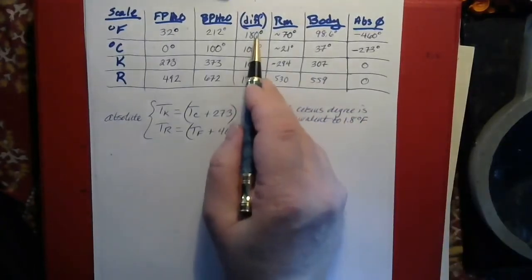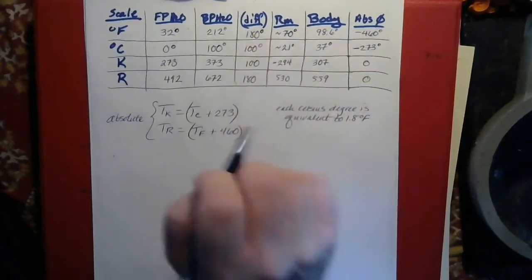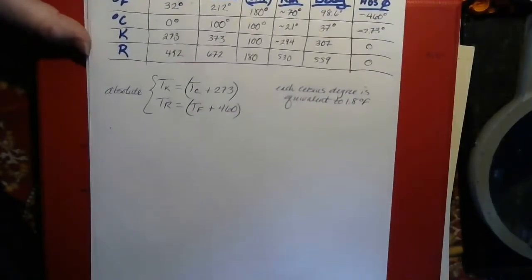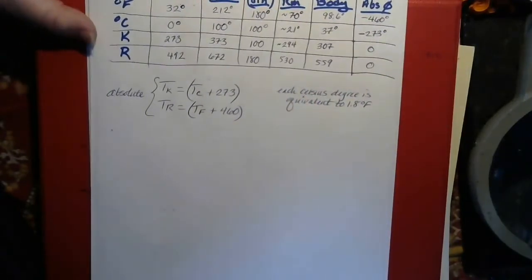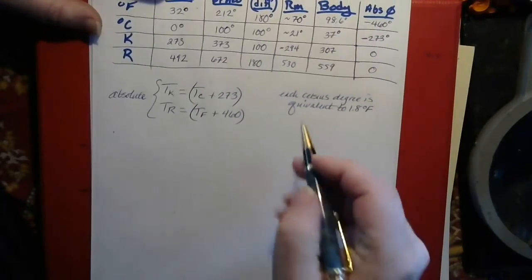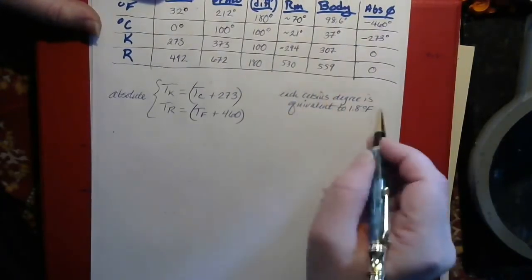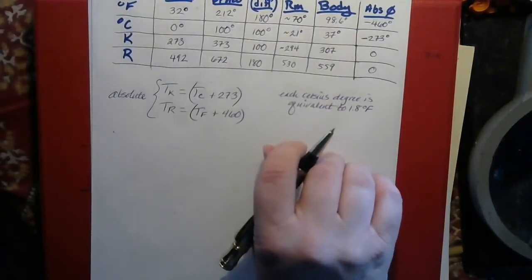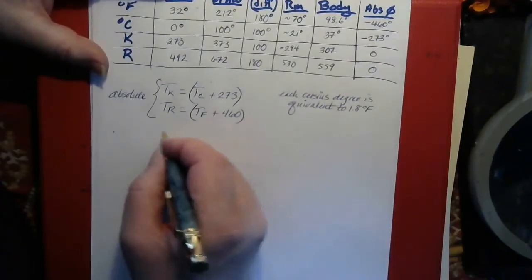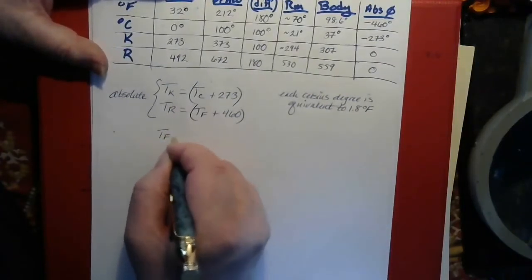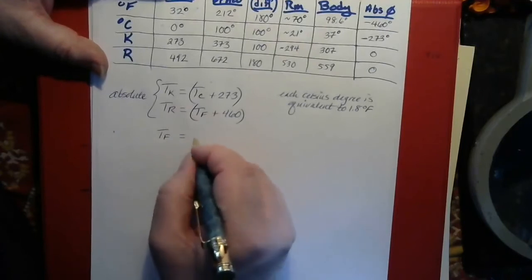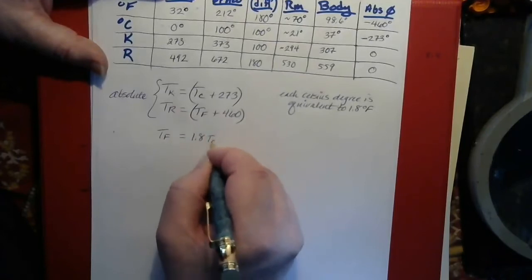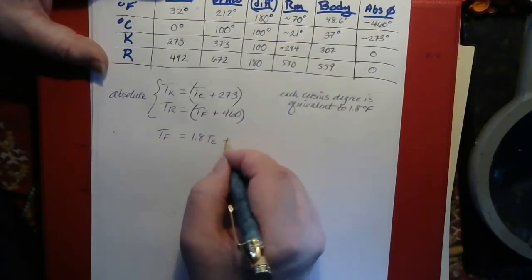And you can get that just by taking 180 divided by 100, 1.8. So each 100 degrees Celsius is equivalent to 180 degrees Fahrenheit, and that means that each degree Celsius is equivalent to 1.8 degrees Fahrenheit. All right, so when we want a temperature in Fahrenheit from Celsius, the temperature in Fahrenheit would be 1.8 times the temperature in Celsius plus 32.